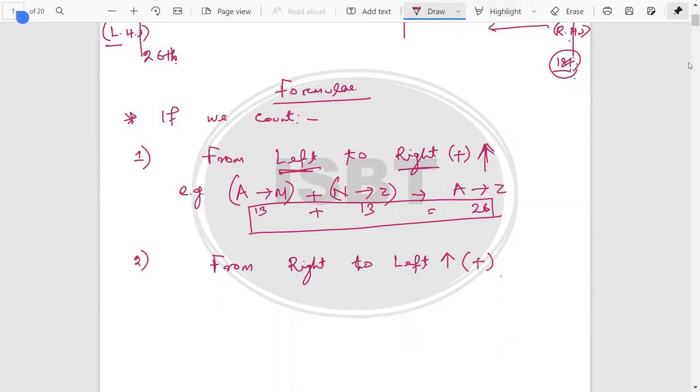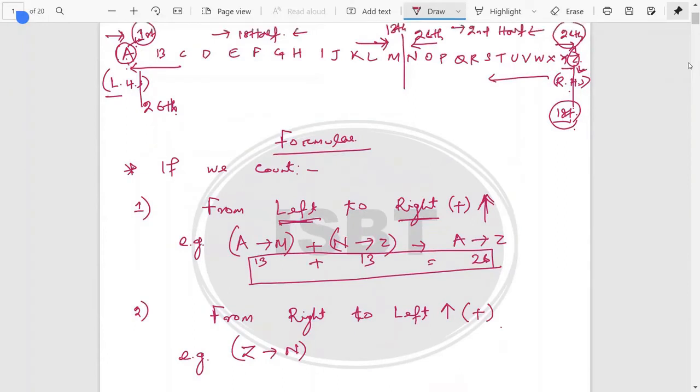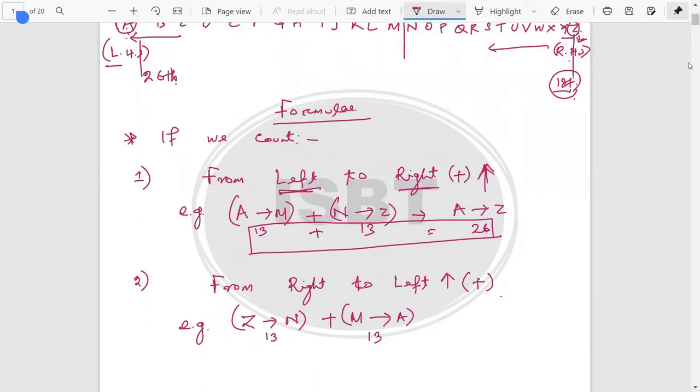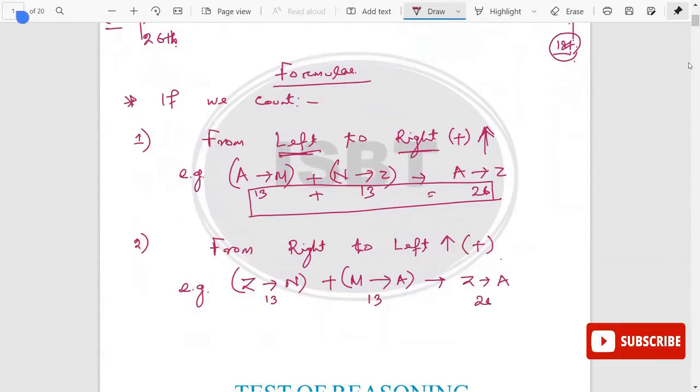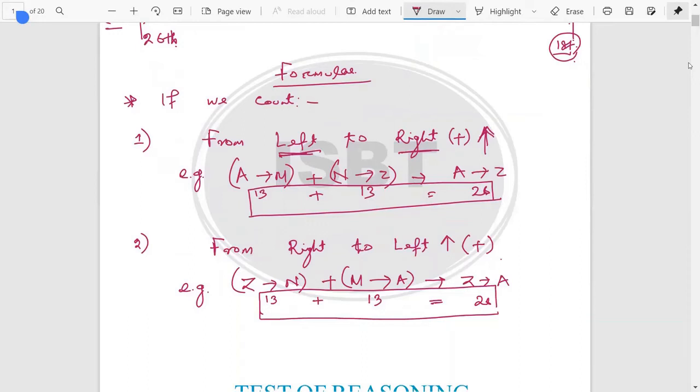Okay, for example, suppose I count from Z to N. How many letters? Look at this direction. 13 letters. Then plus, after N, which letter comes next? M, then to A. How many letters? 13 letters. So we write Z to A, how many letters? That is 26. That means 13 plus 13 is equal to 26. So from either end, if a person counts, the number of letters increases.